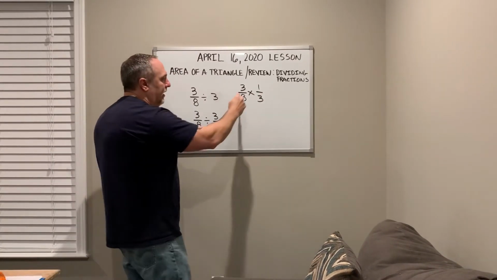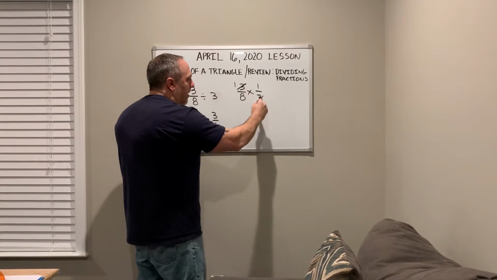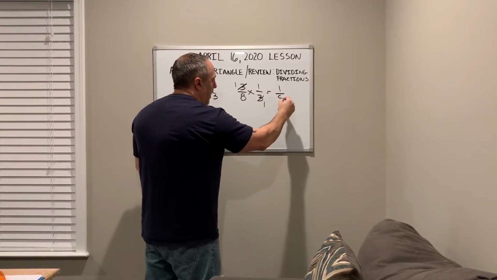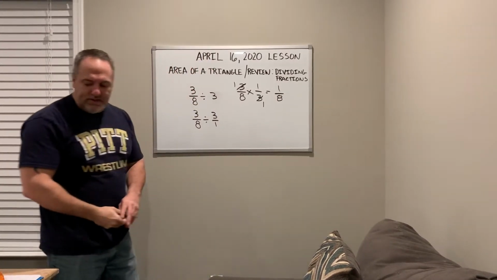Now I can solve it. 3 goes into 3 once. 1 times 1 is 1. 8 times 1 is 8, and you have your answer.